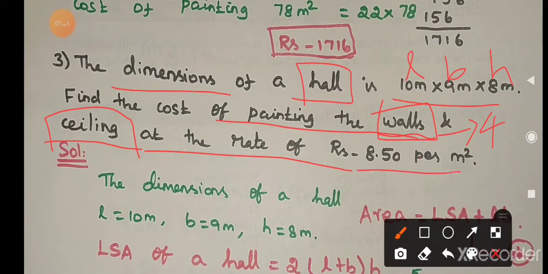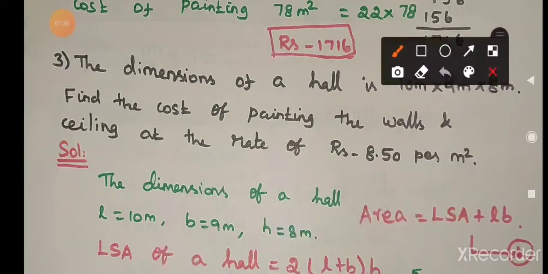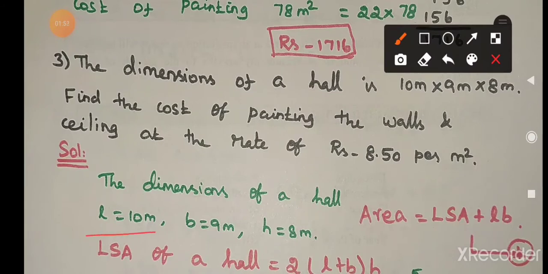Solution. The dimension of a hall. That means length 10 meter, breadth 9 meter, height 8 meter. The area of this hall. LSA means, my dear, please note it here, no need of TSA. LSA means 4 sides. 4 sides means 4 walls. 4 walls and 1 ceiling.